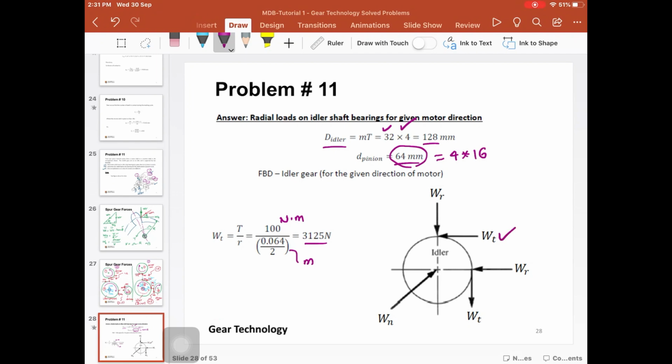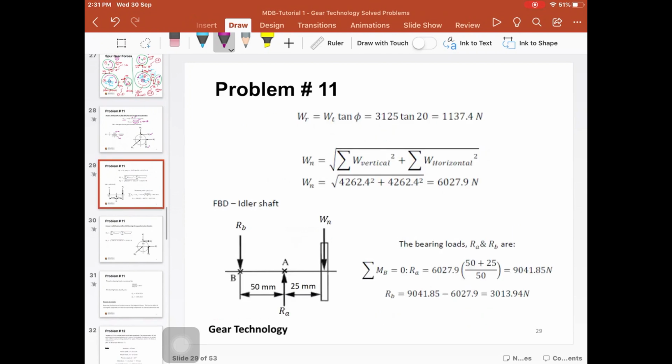So the force WT is known now. We need to calculate WR next. Based on the equation that I've shown, WR is equal to WT tan phi. So WT is 3125 multiplied by tan phi, where phi is 20 degrees. This gives us 1137.4 Newton. This is the radial force.